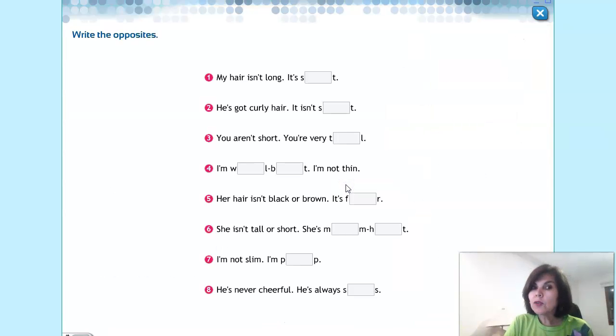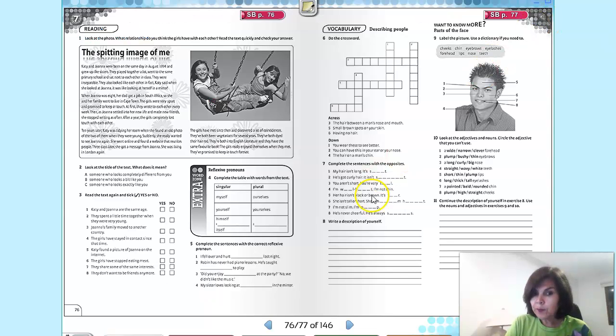Now that you know the words, okay, you need to write the opposites. For example, my hair isn't long. It is, what is the opposite for long? Short. Okay, and you continue doing the exercises.